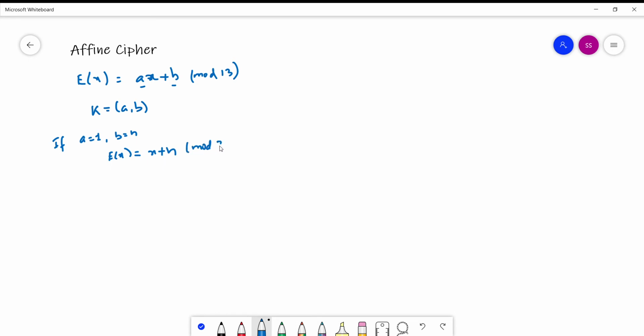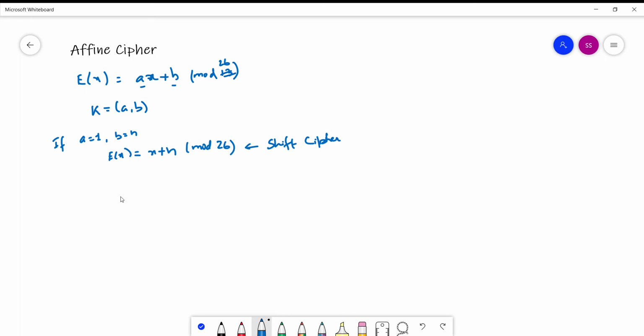mod 26. It's not 13, it's 26 because we are talking about alphabets. So mod 26. This is what we have learned in Caesar cipher or shift cipher, right? This was the formula which we used to encrypt in Caesar cipher. Now coming back to affine cipher.